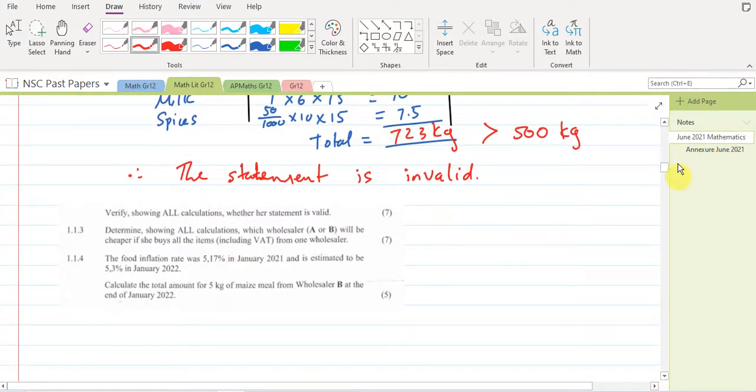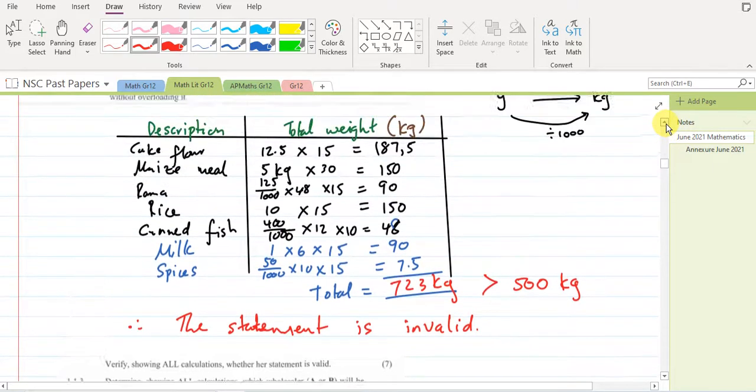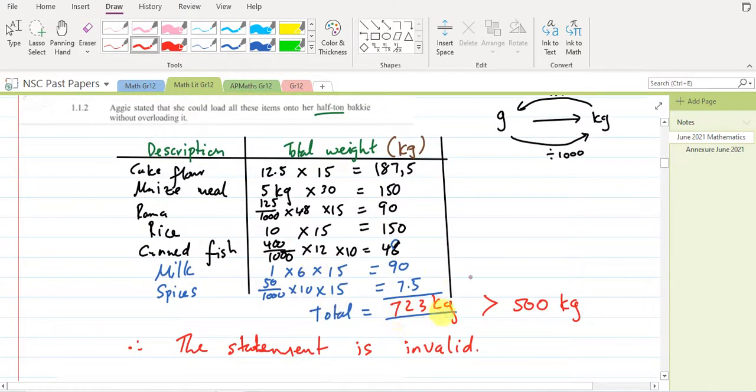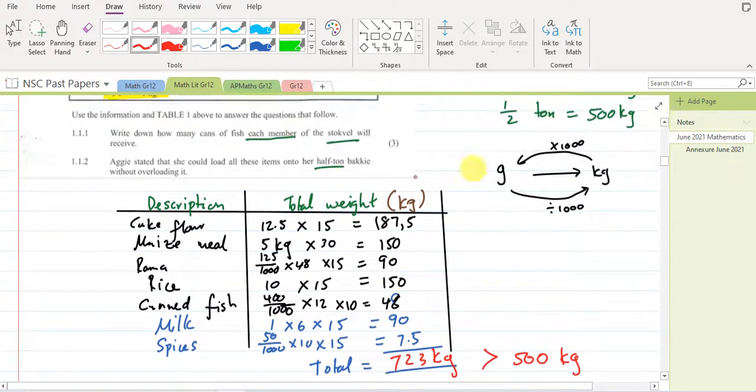Right, so clearly all these items cannot be loaded into a half-ton bucket. Another way to do this problem is to look at all the heaviest items. If you look at the heavy items, which are cake flour, maize meal, rama and rice, you can just look at these 4. It's already exceeding 500, so you didn't need to do the last 3.